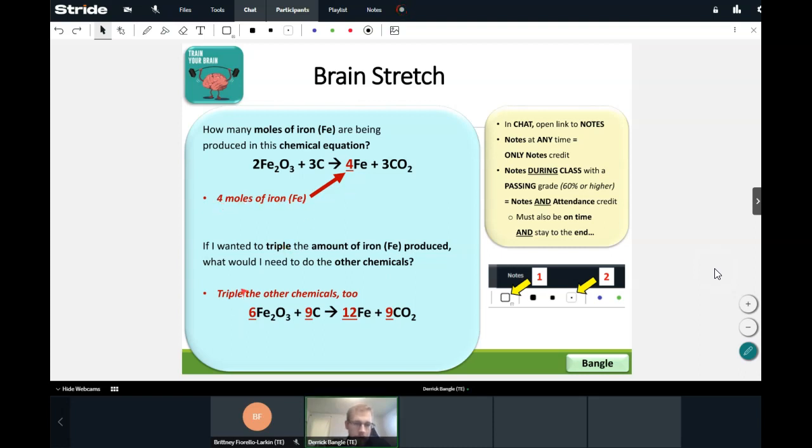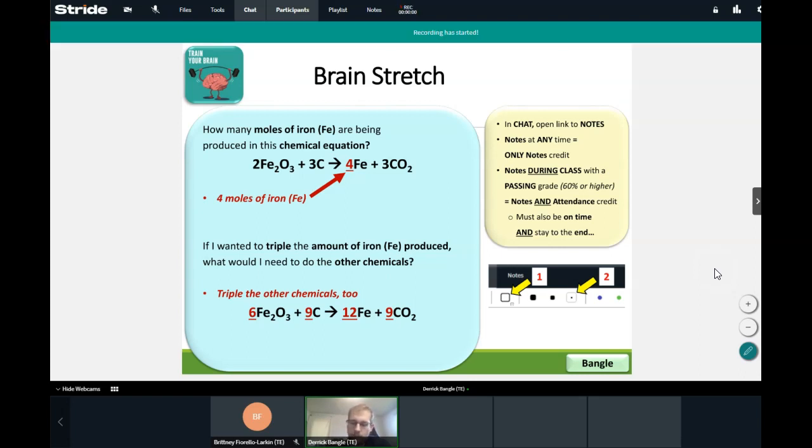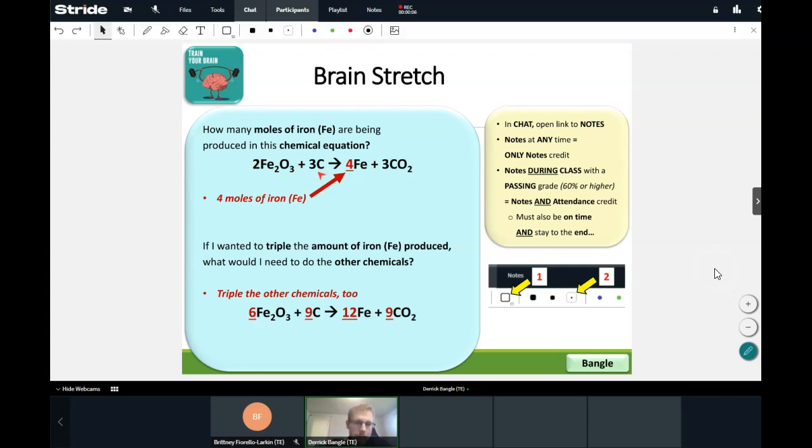And then for tripling the amount of iron produced, right? Think about it like you're making a recipe for 1 cake. Instead, if I want to make 3 cakes, all I do is triple the ingredients, but if I triple the ingredients, I also get triple the amount of cake that I make, right? So we just multiply every large coefficient by 3, and it becomes 3 times as large.